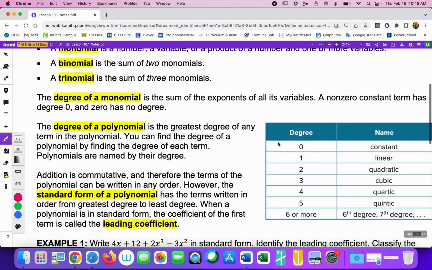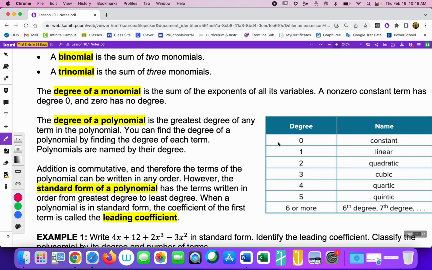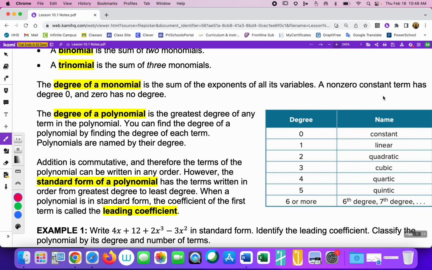Now we're going to be talking about the degree of each term. The degree of a monomial, which is the single term, is the sum of the exponents of all its variables. If it has different variables, you're not doing anything to them, just to determine the degree, you would add up all the exponents. A non-zero constant term, meaning a number, 1, 2, 3, 4, has a degree of 0 because there's no variables attached to it. And 0 has no degree at all, but that won't come up very much.